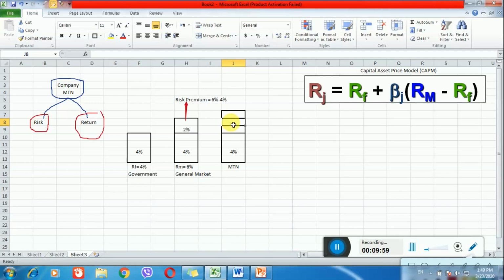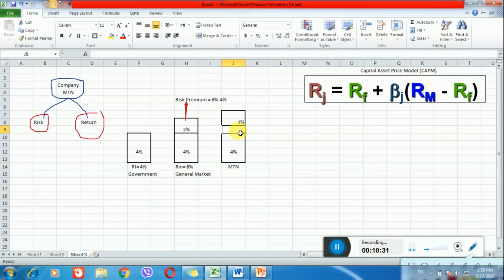This is a trade-off. If the risk is 50% higher, the return should also be 50% higher. It means we should make this 2% 50% higher, because the risk premium should be according to the higher risk. So if the risk is 50% higher in MTN, the 2% increased by 50% is equal to how much? 3%.